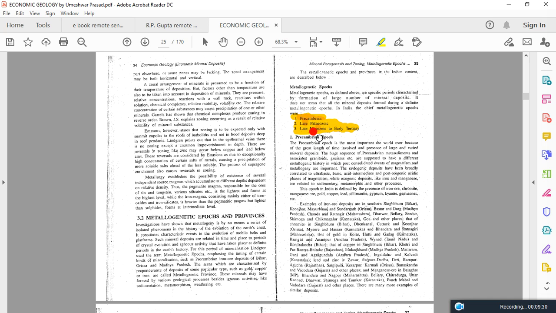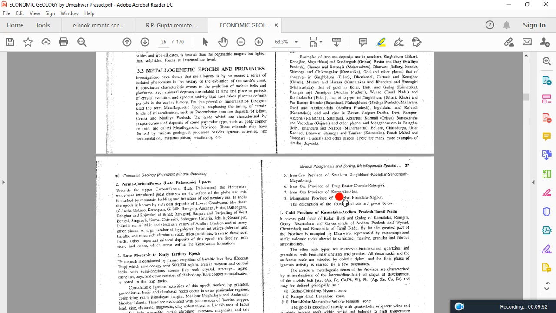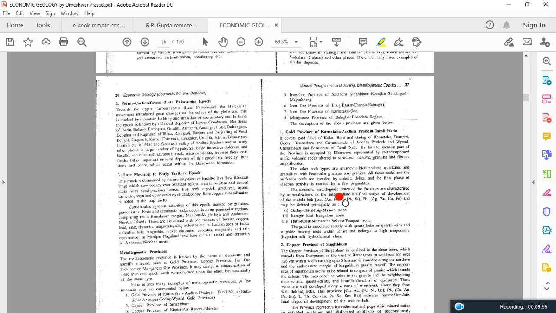During the Precambrian epochs, there are various places like Keonjhar, Mayurbhanj, Sundargarh and many other places where metals got deposited. This epoch is the most important one because of the great length of time involved and the presence of large and varied mineral deposits. Then the late Paleozoic, or the Permo-Carboniferous epoch. Towards the upper Carboniferous time, various minerals got deposited in different places within India and the world also. Then within the late Mesozoic to early Tertiary epoch also, various minerals got deposited along with the basaltic flow.